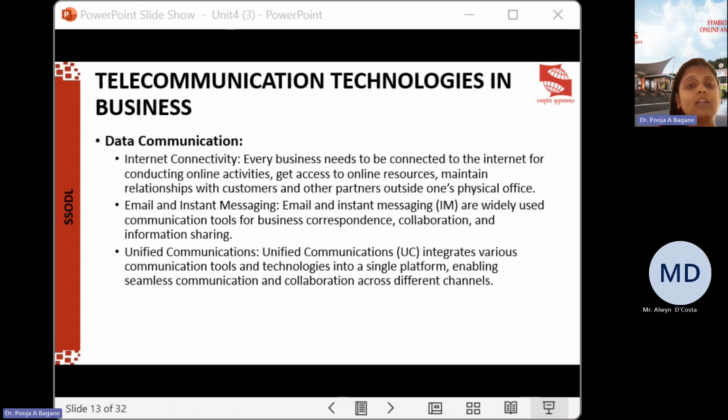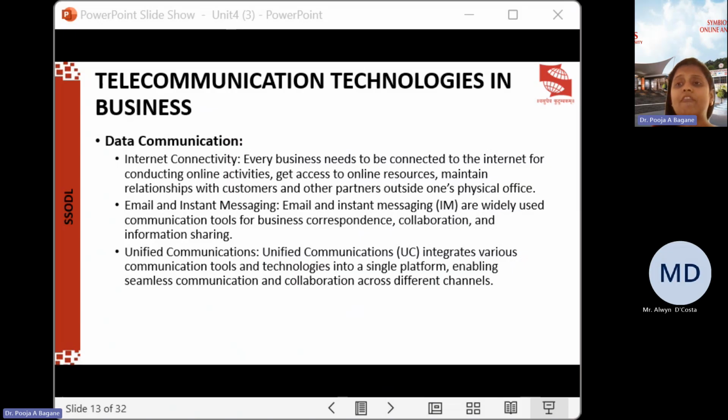Then virtual private networks. Businesses use virtual private networks for remote and private secured access. These VPNs provide secure private networks that can be used for remote access and for linking different branch offices. Then there is email and instant messaging.